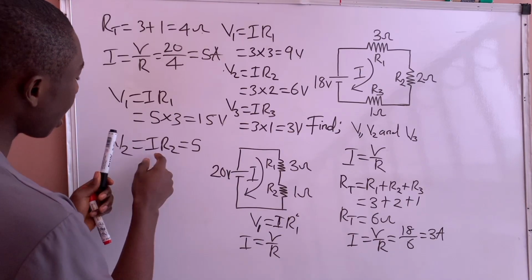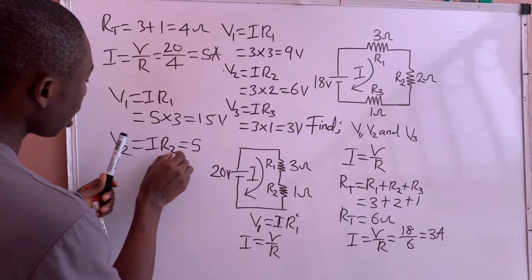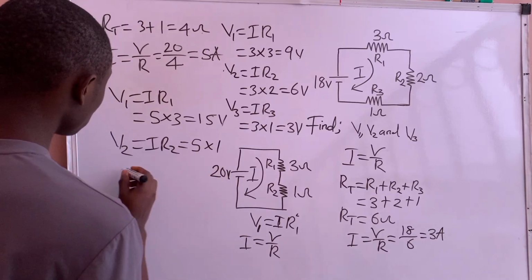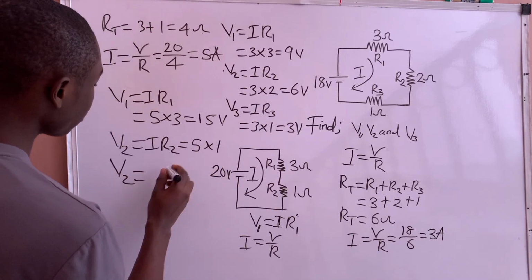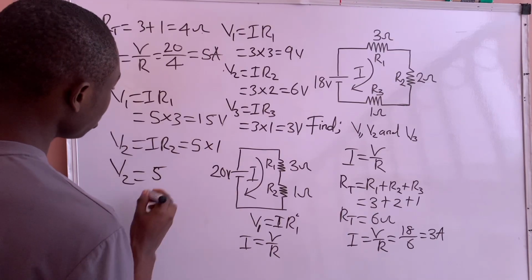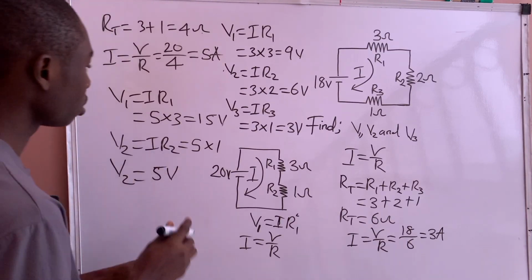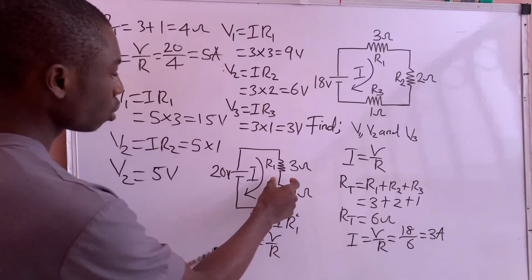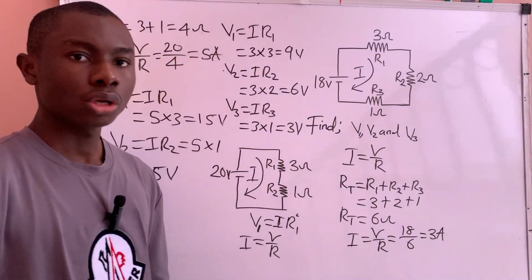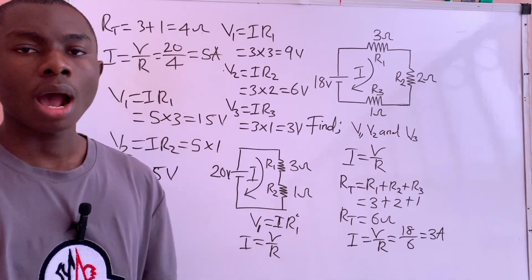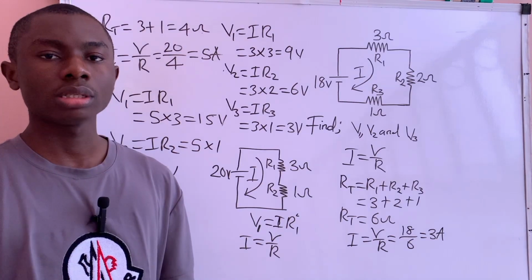I is 5 and R2 is 1, so multiply by 1. So V2 will equal 5 times 1, which is 5 volts. So these are the voltage drops across the individual resistors. That is how to use Ohm's law to find the voltage drop across a resistive element in a series circuit.